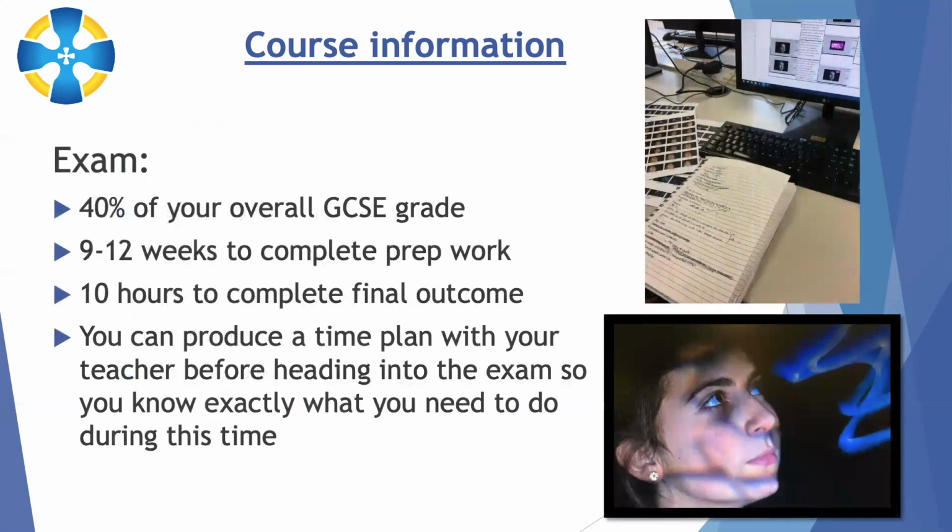So the exam itself is worth 40% of the overall GCSE grade. You get between 9 and 12 weeks to complete the prep work, and then you have 10 hours to complete your final outcome. So your 10 hours takes place over 2 days in the art department. You produce a time plan with your teacher prior to coming into that exam, so you know exactly what you need to do during this time. One-to-one tutorials help you plan and prep your examination time so that you come into the exam feeling confident.